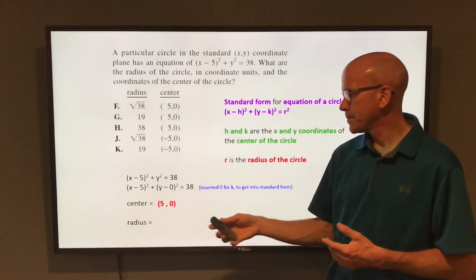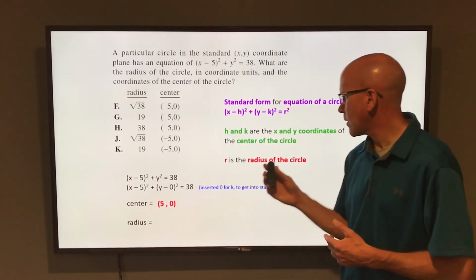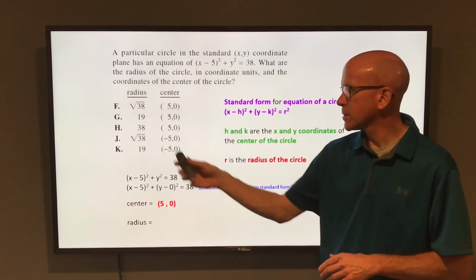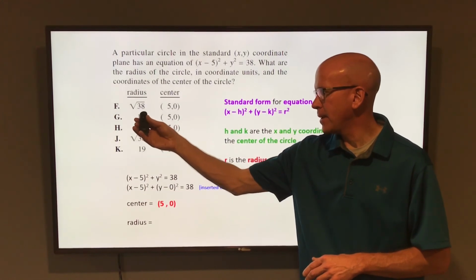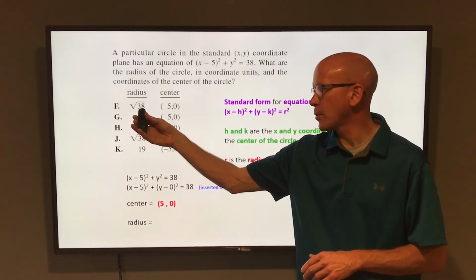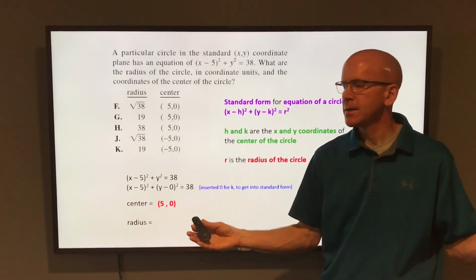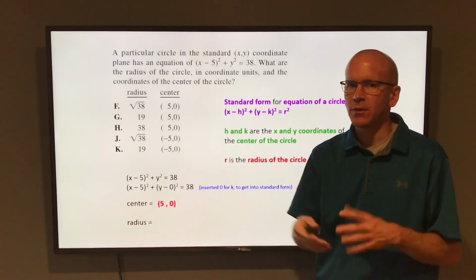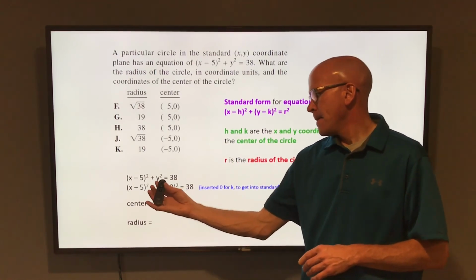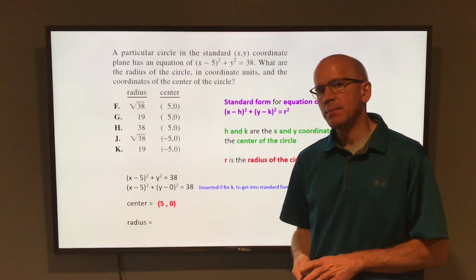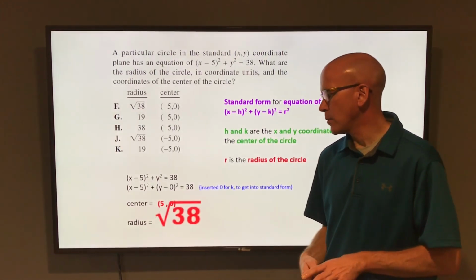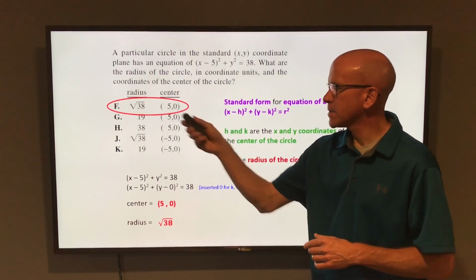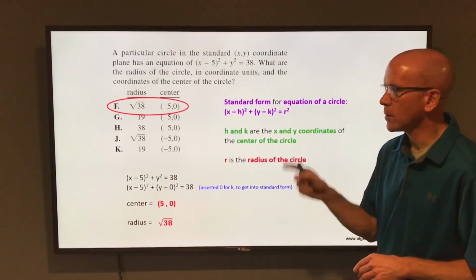Now the radius, with this being 38, remember that's r squared. So if r squared is 38, and notice these two choices here, f and h, very similar. One has the square root of 38, one has 38. So which one is it? And actually, letter G has 19, which would be taking half of 38. So very confusing on which choice to make. If r squared is 38, then that means r would be the square root of 38, or the radius would be the square root of 38, which would be f. The radius is the square root of 38, and the center is at 5, 0. Letter F is the correct choice.